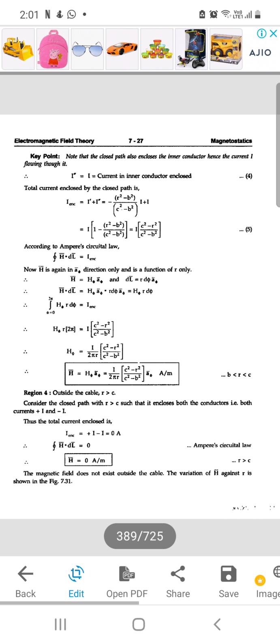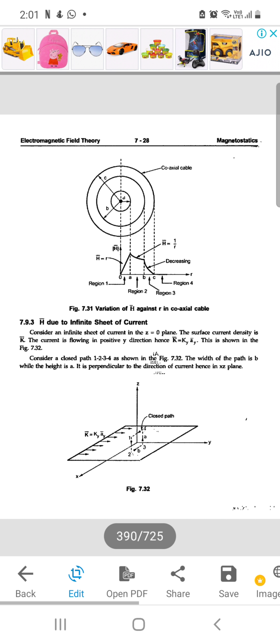So what is the total current enclosed by the system? Plus I minus I, which is equal to 0 amperes. So when you take line integral H dot dl and equate to I enclosed, you get that line integral H dot dl is equal to 0, which implies magnetic field is equal to 0 amperes per meter. So what is our inference? If the Amperian path is outside the cable, the magnetic field does not exist. The magnetic field does not exist outside the cable, and the variation of magnetic field against R can be represented by the figure.